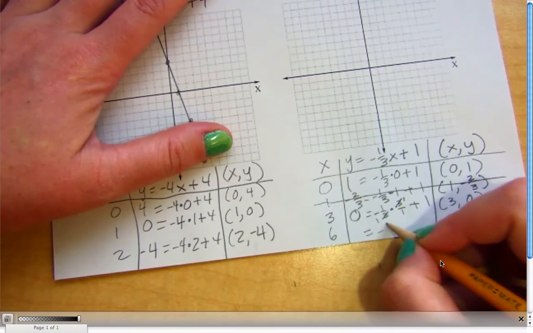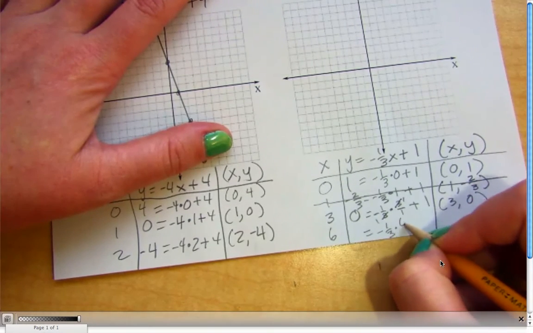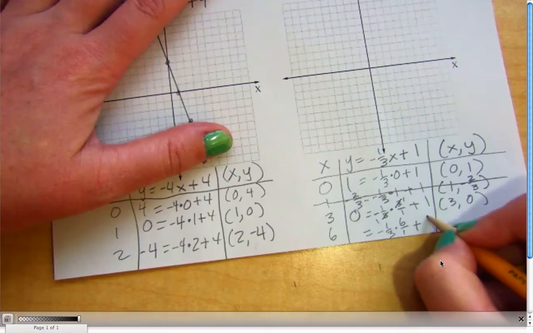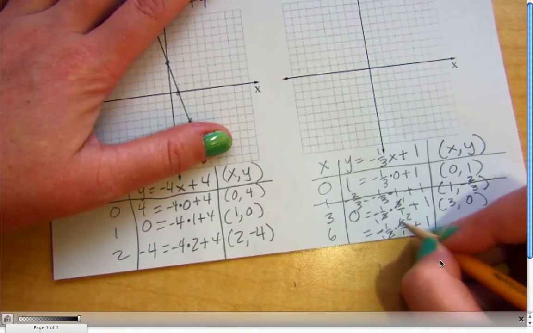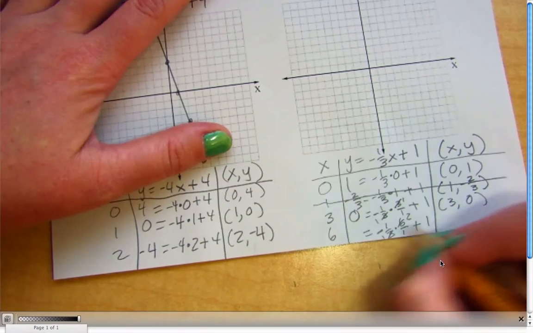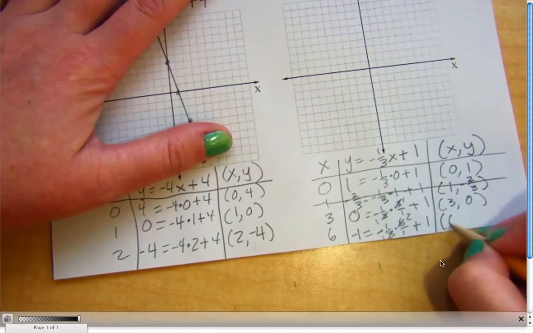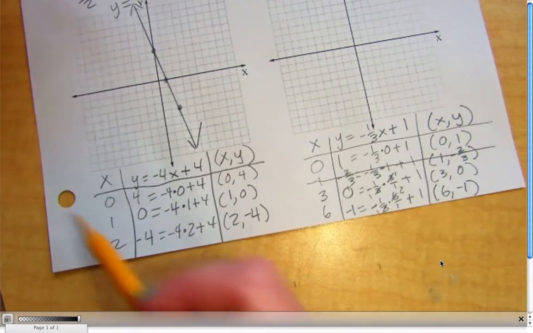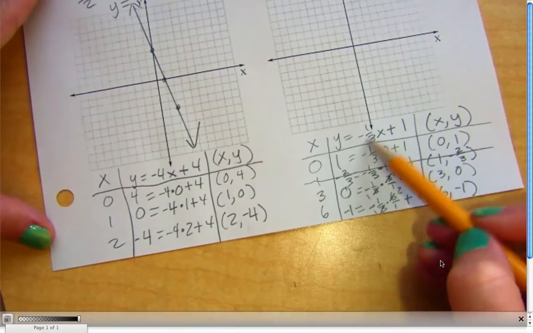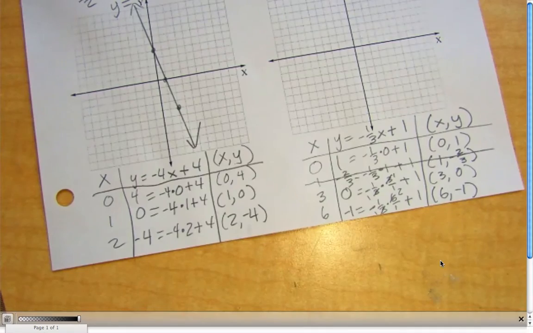Same thing when I do the 6. Negative a third times 6. I'm writing a 6 over 1. Simplify. This becomes 1. This becomes 2. So I have negative 2 plus positive 1 is negative 1. So think about that when you have a fraction. You don't want to pick your usual 0, 1, 2. You want to look at the denominator and pick multiples of that denominator.